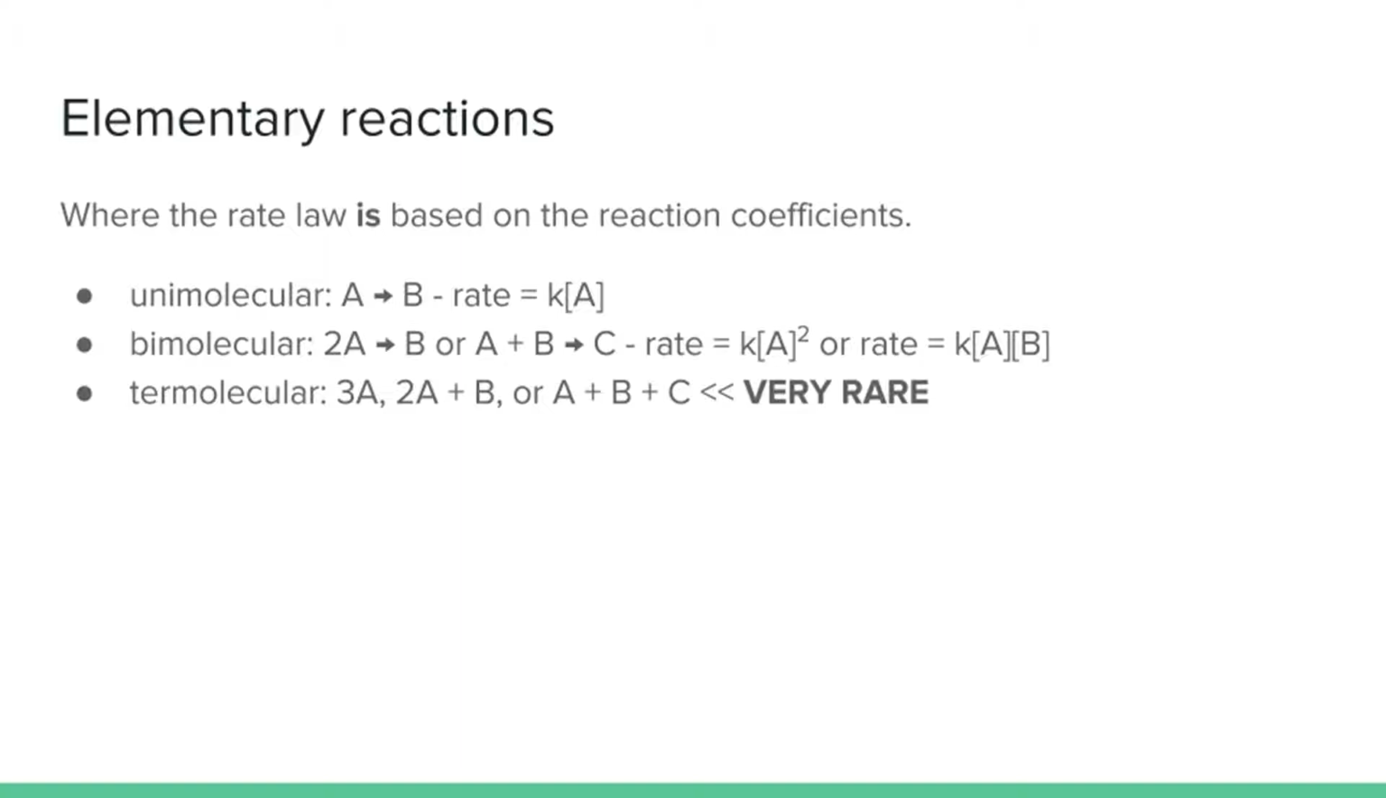For a bimolecular reaction, you have two molecules coming together, so it could be 2A going to B, or A plus B going to C. So the rate would be equal to k[A] squared or k[A][B]. Nice and simple. Termolecular, you have three molecules coming together, which is why it's really, really rare, because we're talking about things randomly bouncing around in space. Having two molecules collide, not so rare. Having three collide all at once is very rare. So it could be 3A or 2A plus B or A plus B plus C. So that would be k[A] cubed or k[A] squared [B] or k[A][B][C].